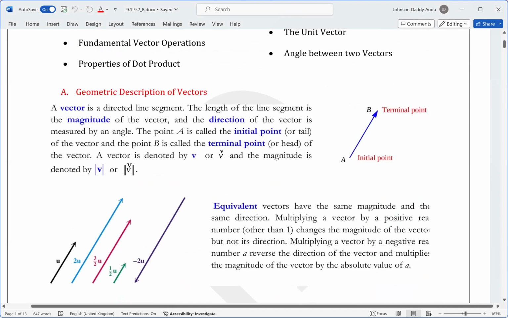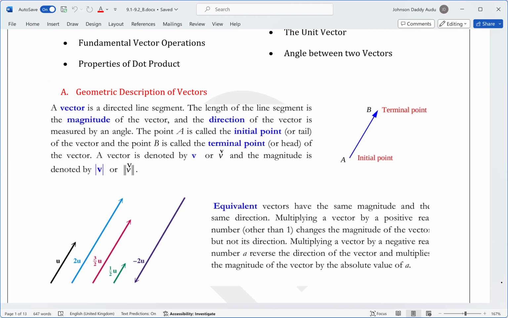It says a vector is a directed line segment, and the length of the line segment is called the magnitude of the vector, and the direction is given by an angle, which we will discuss later. So if you look at this, this is a directed line segment. You can see it has a head which goes to the terminal point, and here is called the initial point.